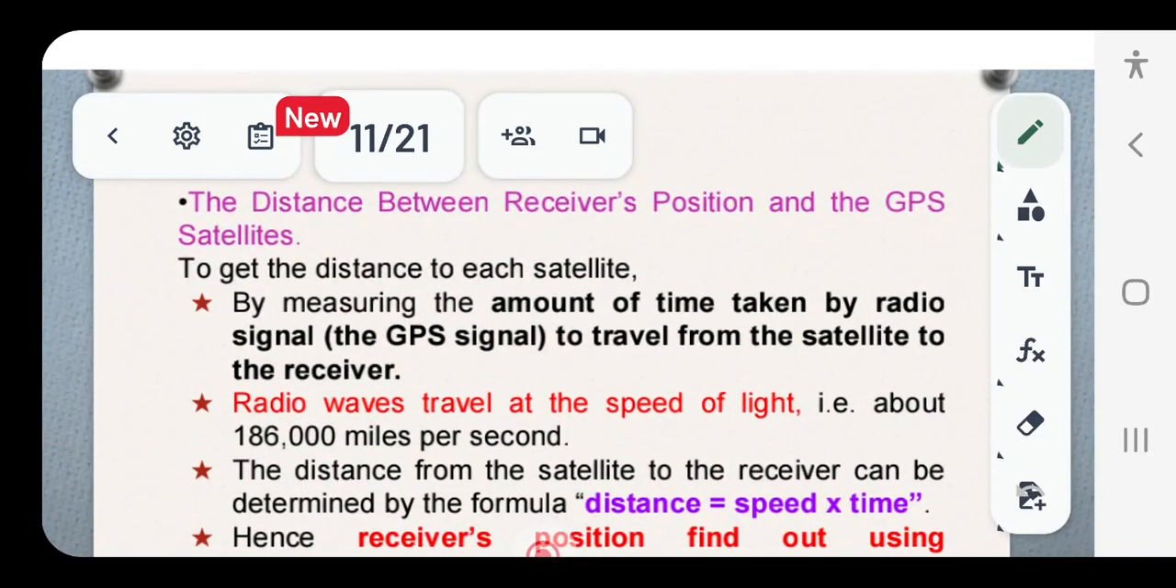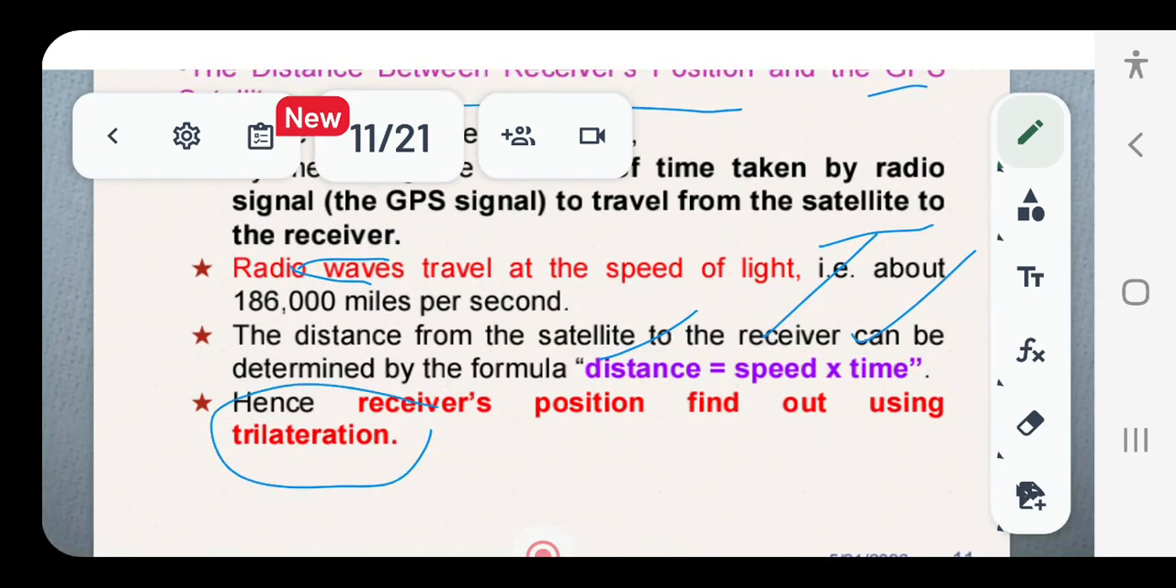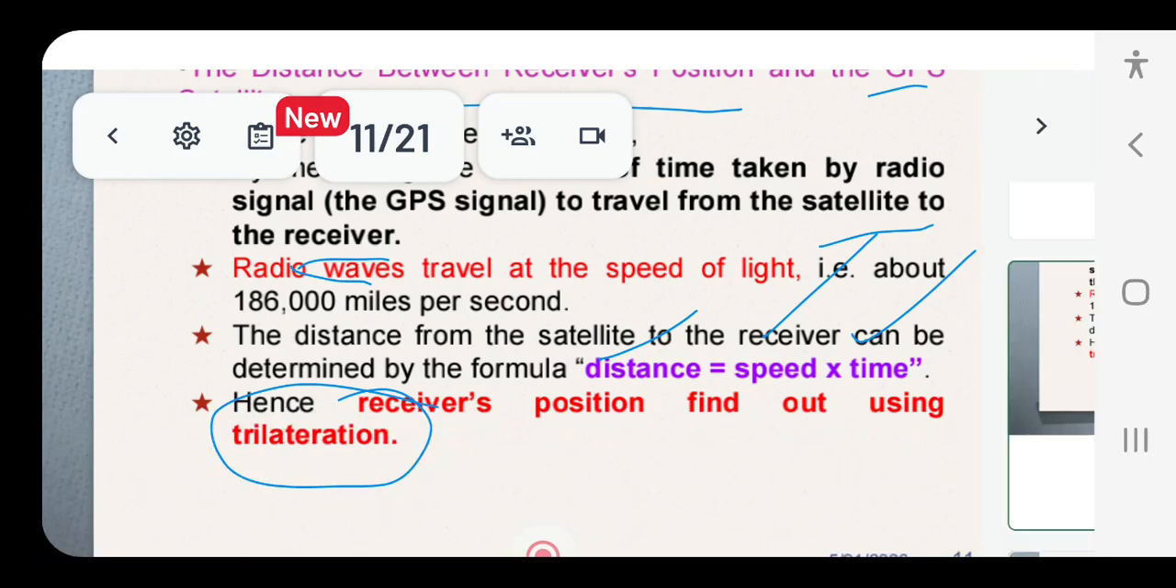Now the next thing that is to be determined is the distance between the receiver's position and the GPS satellites. To get this distance, the first thing that is to be done is you have to transmit a radio signal between these two items, that is the GPS satellite and the GPS receiver. Now there is a formula where the distance is calculated. We take the product of the speed at which the radio waves travel and the time it takes for the radio signal to travel from the satellite to the receiver. Take the product, it will give you the distance. And the distance is accurately determined by the principle that is called trilateration.